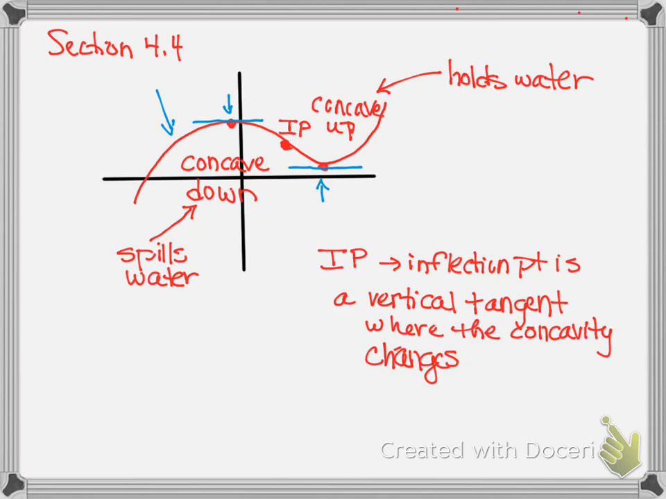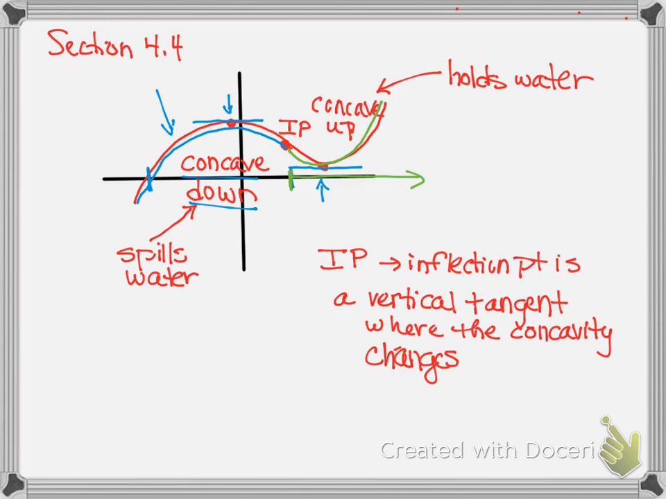Hold your hand up in front of you and cup it like you're trying to hold water. And then turn it upside down like you are dumping the water out. When a graph is spilling water, we say that it is concave down from one x value to another x value. When the graph will hold water, we are saying that our graph is concave up from one x value to another.